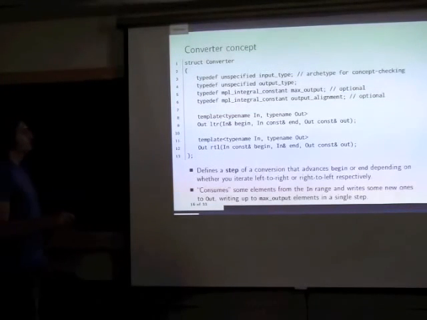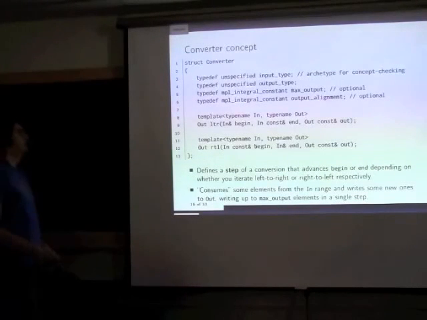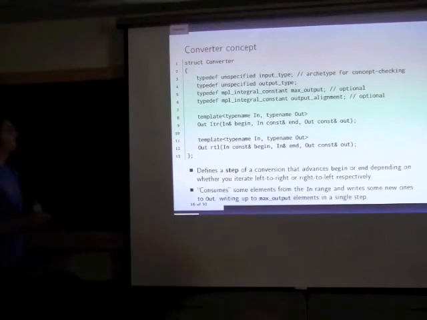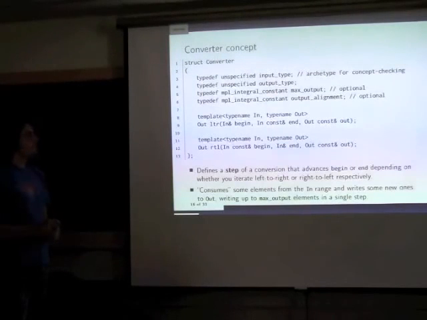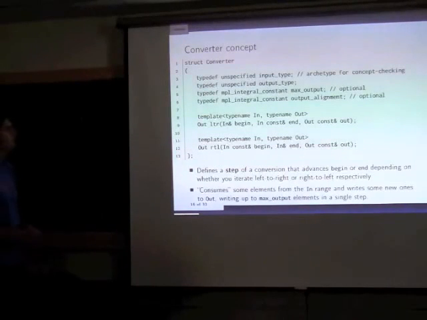And then you can check that it doesn't reach the end, for example. And the other way around, when you do right to left, you will modify end and write something to out. So for the input, there are a few types that are used for generating the right iterator adapters. The input type is only used for concept checking, so if you disable concept checking, you don't need it. It's not an archetype, it's basically a type that satisfies all the requirements for your functions.